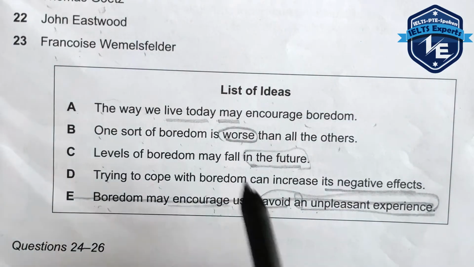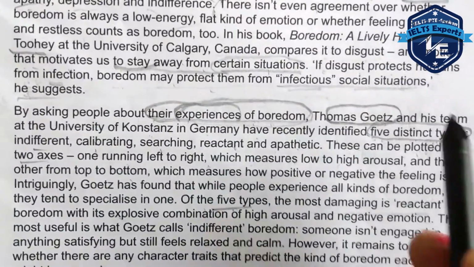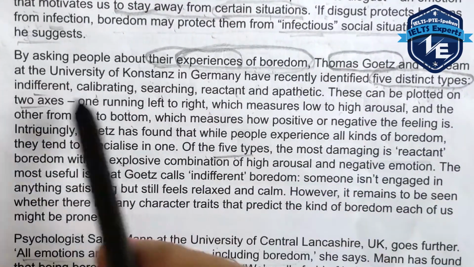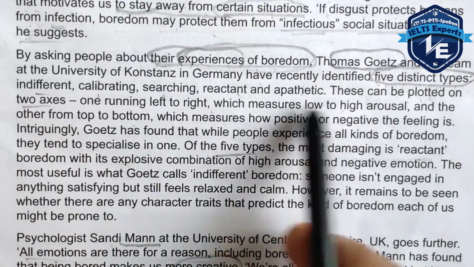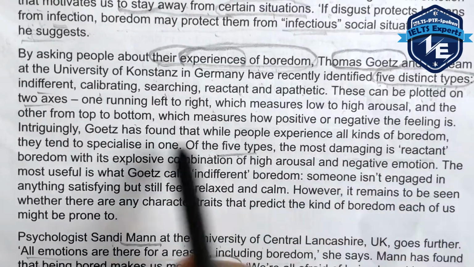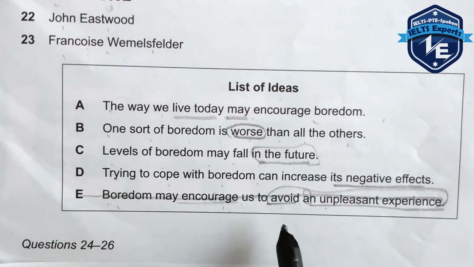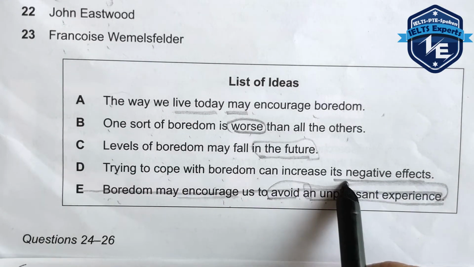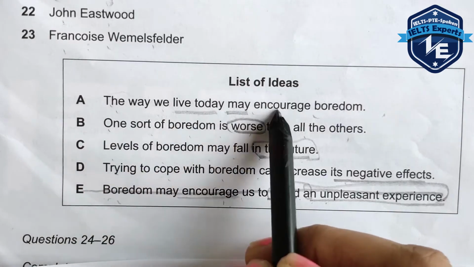Don't worry about it. Next is Thomas Goetz, who is in paragraph B. What he is saying is that he and his team at the university recently identified five types of boredom, which can be plotted, measuring how negative or positive the feeling is. Let's look at the feeling. I think we have got it. Negative effects are there. The way we live today may encourage boredom.